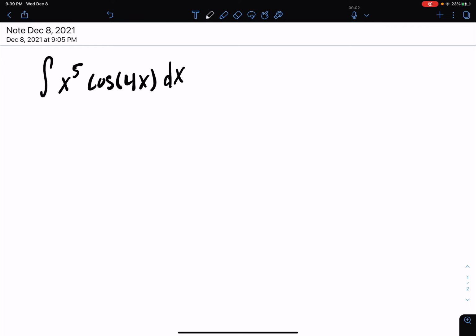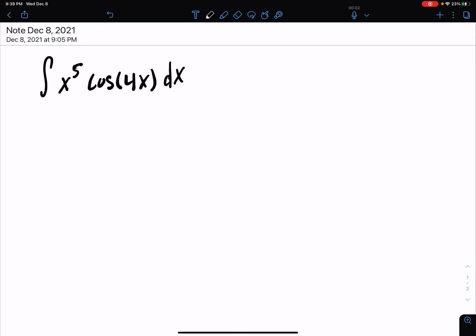Alright, so this is going to be covering Calculus 2's optional exam, where we go over problem by problem and video by video, solving each problem and explaining the steps as we go. The first problem that we have is the integral of x to the fifth times cosine of 4x.